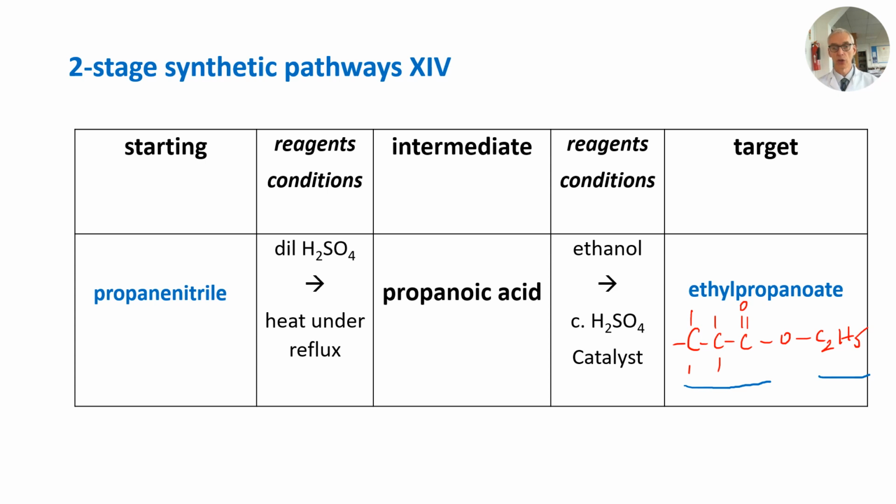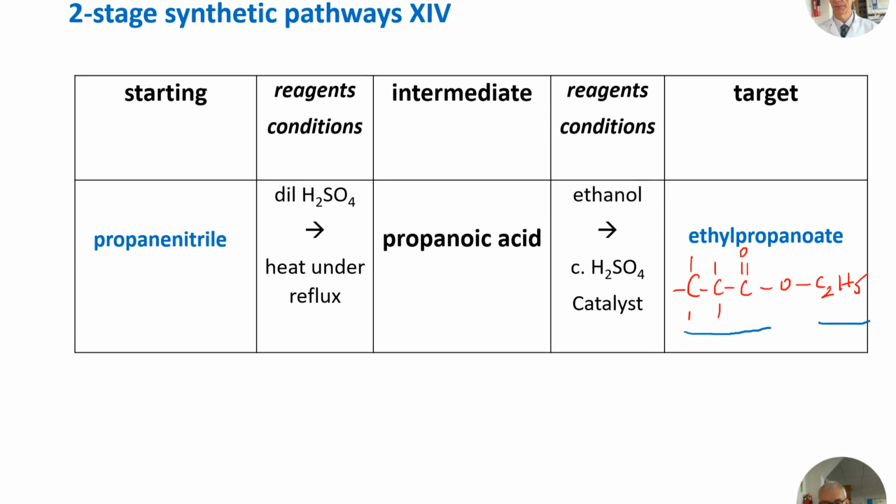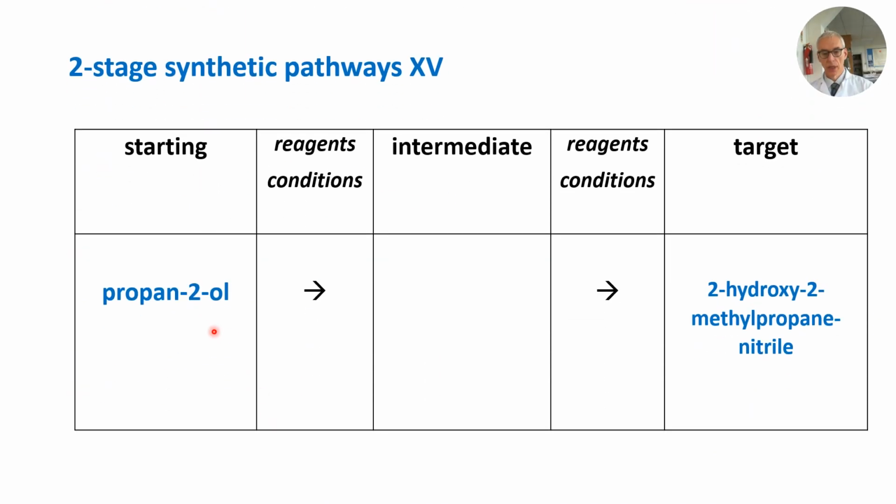Let's move on to number 15. Propan-2-ol to 2-hydroxy-2-methyl propane nitrile. It might be the best tactic here to draw the structure of the target molecule and work backwards. It's quite simple from there. Have a go. Come back to check when you are ready.